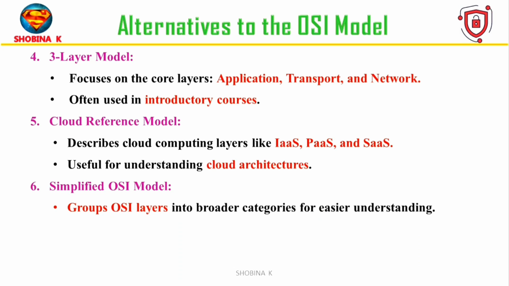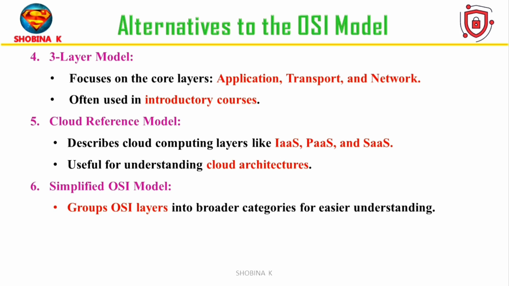Next, the 3-layer model. It focuses on application, transport, and network layers. It is often employed in introductory courses to provide a basic understanding of networking. Next, the cloud reference model. This framework describes cloud computing services and architectures, which are typically categorized into layers such as infrastructure as a service, platform as a service, and software as a service. This model is useful for understanding the nuances of cloud technologies. Next, the simplified OSI model. This model groups OSI layers into broader categories for easy understanding.